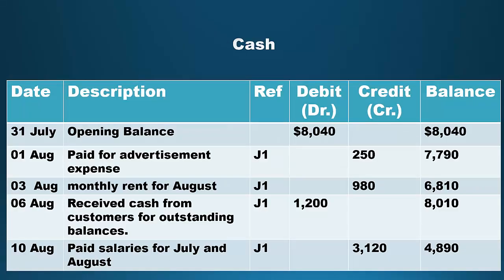Cash ledger. 1. Date, write the date, August 10. 2. Narrative, add the narrative, paid salaries for July and August. 3. Reference, include the journal reference, J1. 4. Amount, enter $3,120 in the credit column. We credit cash because the company is spending money, and decreases to cash are recorded on the credit side.